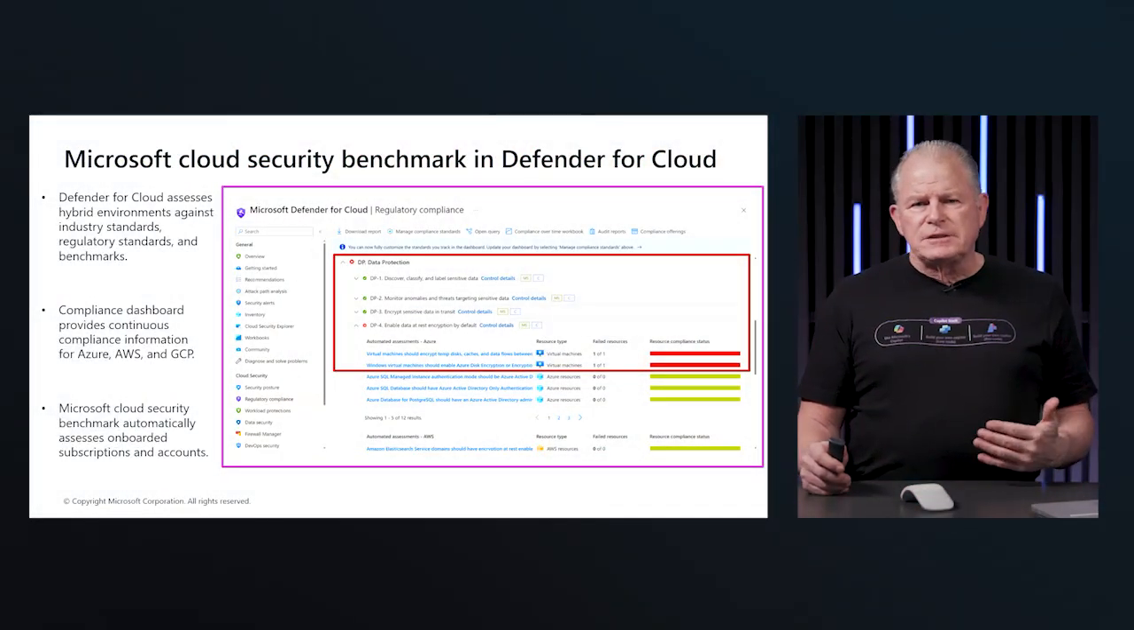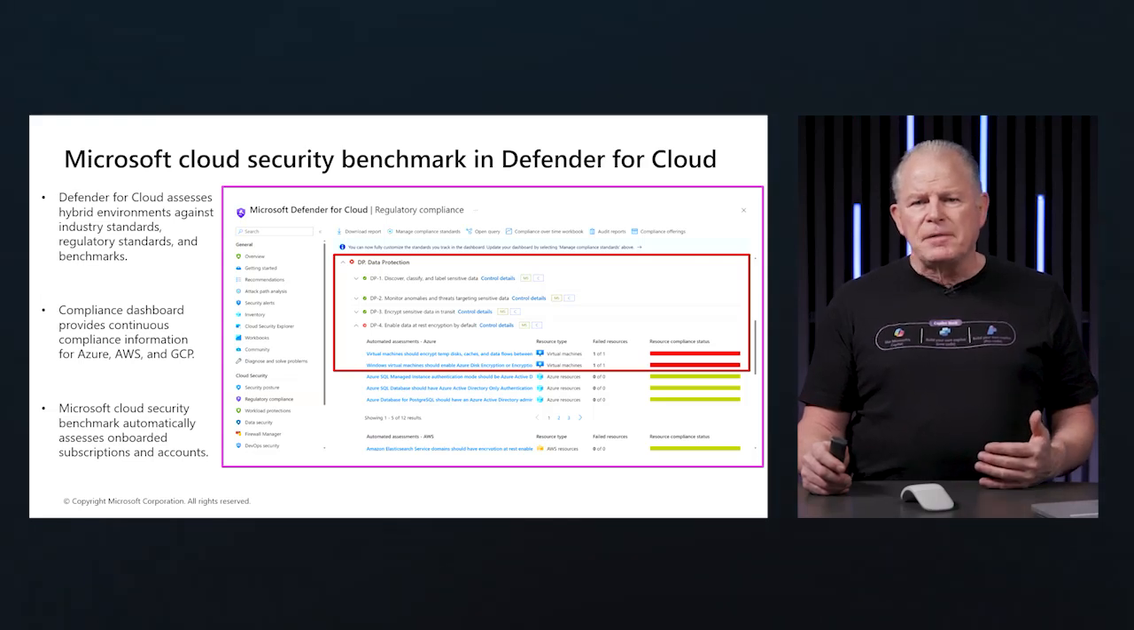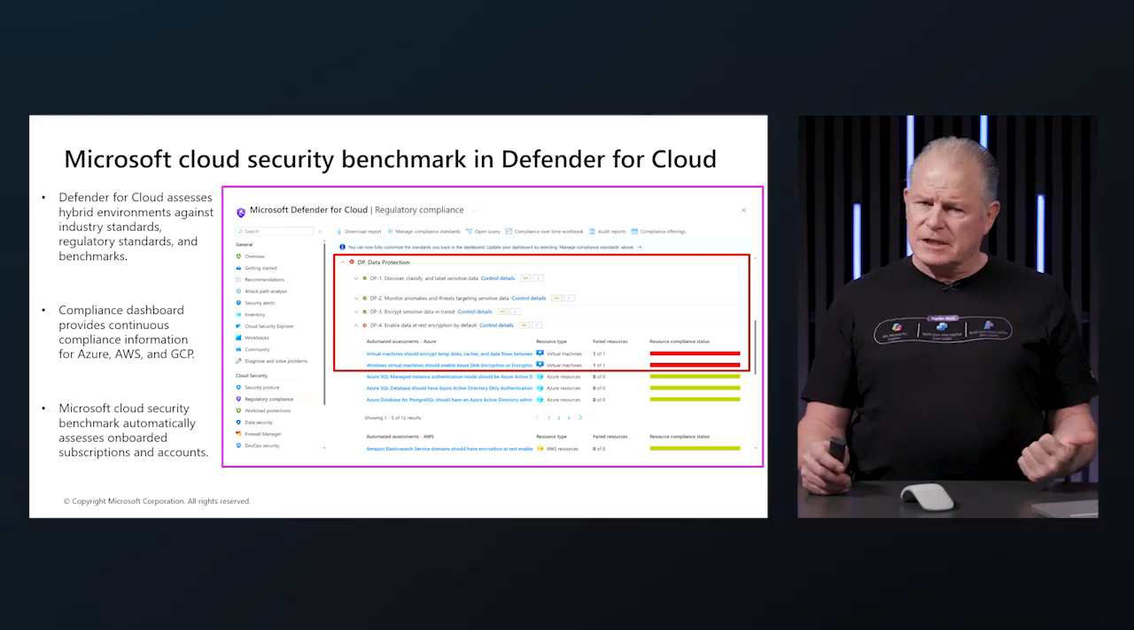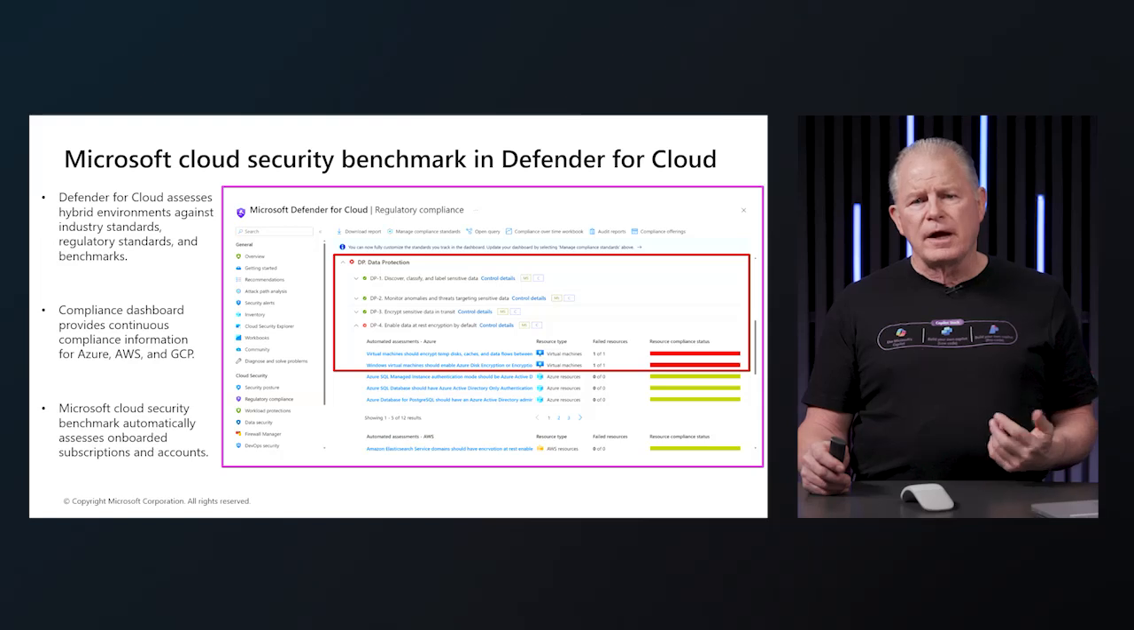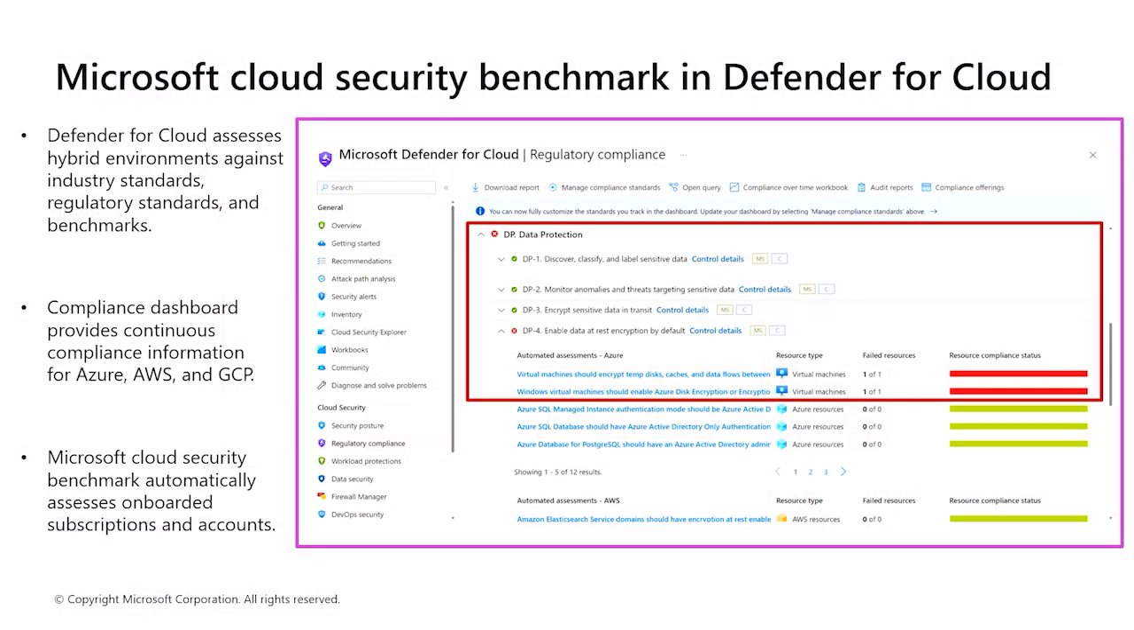The status of an assessment reflects the compliance with the standard and can be one of those three statuses. As I said, it's compliant, the green circle, non-compliant, red, or unavailable, which is that grayed out, for the control that cannot be automatically assessed.